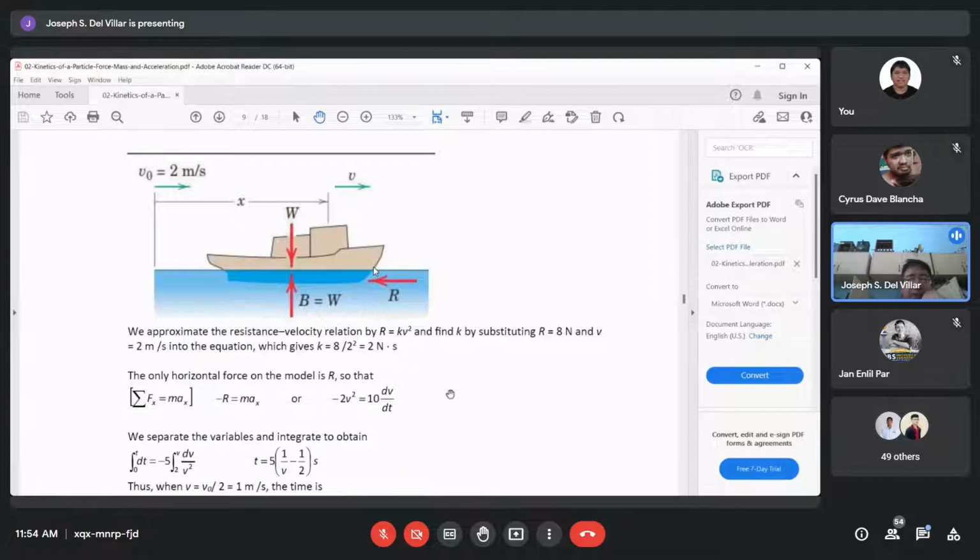So the resistance is opposite the direction of motion. You see the motion, the green velocity? That is where the motion is. Now, since the resistance is against, opposite the motion, it has a negative here. So negative R is equal to M times A x.